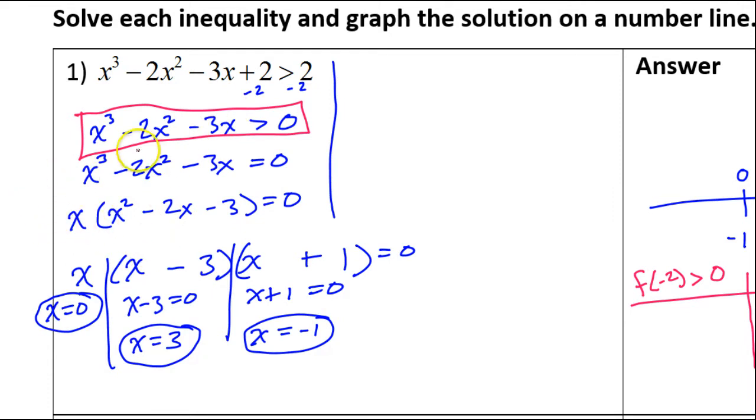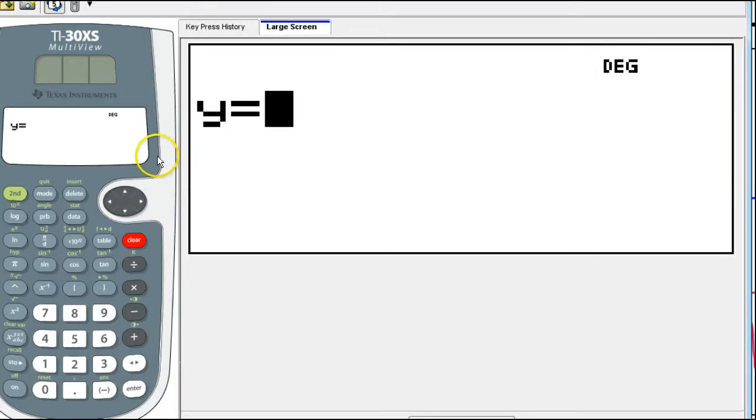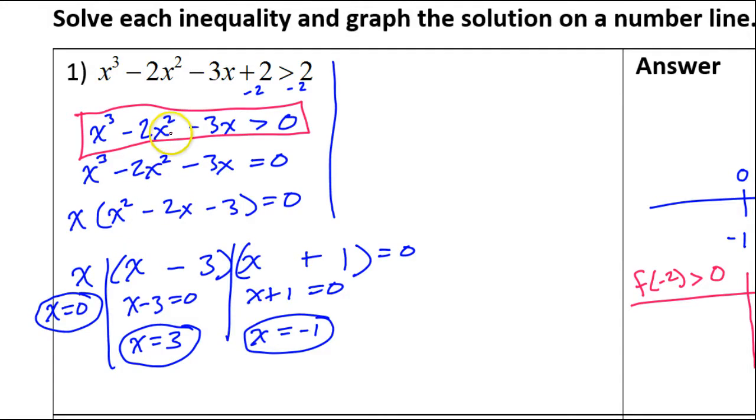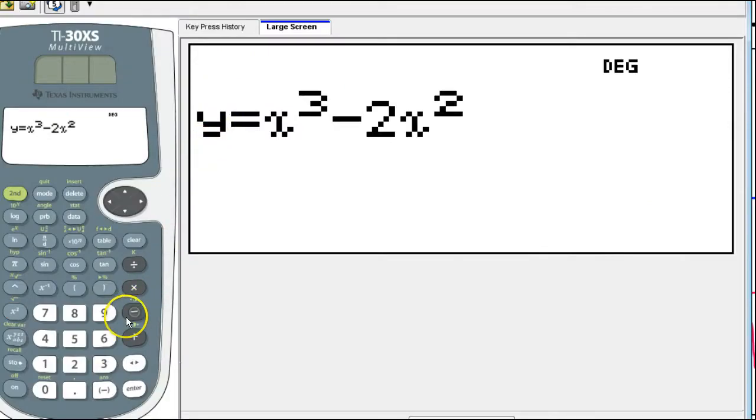So I have x to the third power minus 2x squared, and then minus 3x. All right, I'm going to go ahead and hit enter.